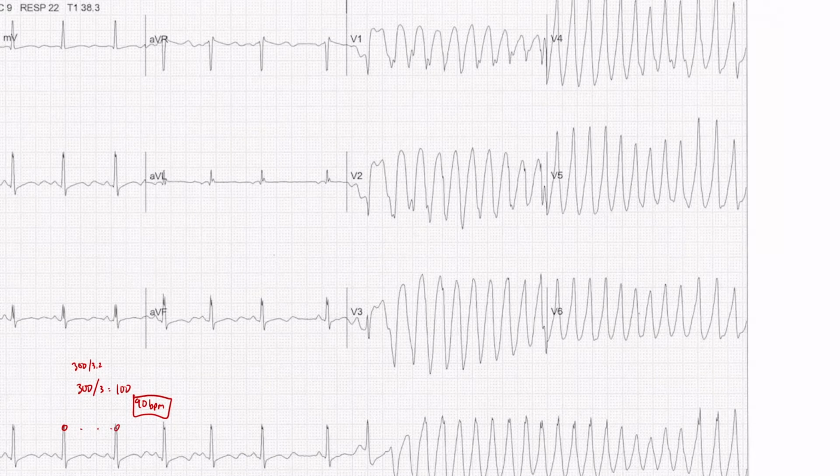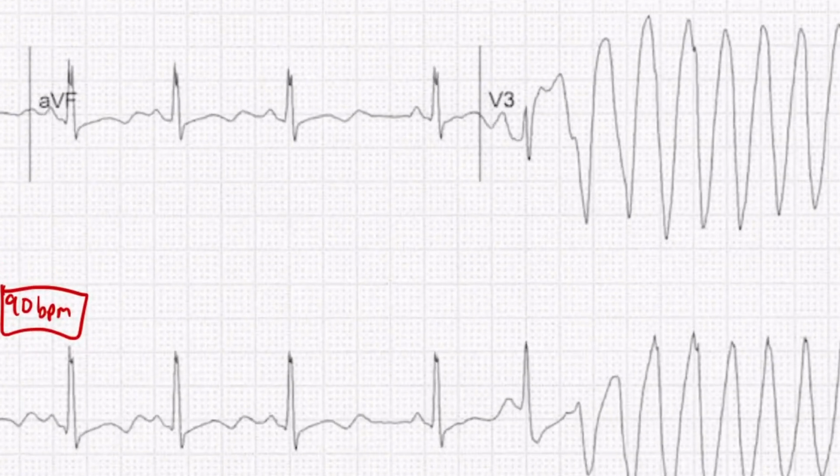Next, we're going to look at the P waves. So we'll zoom in back here to the bottom. We do see a P wave here, P wave here, P wave here, P wave here. So we do see P waves before all of these QRS complexes. So that's good, that's normal.